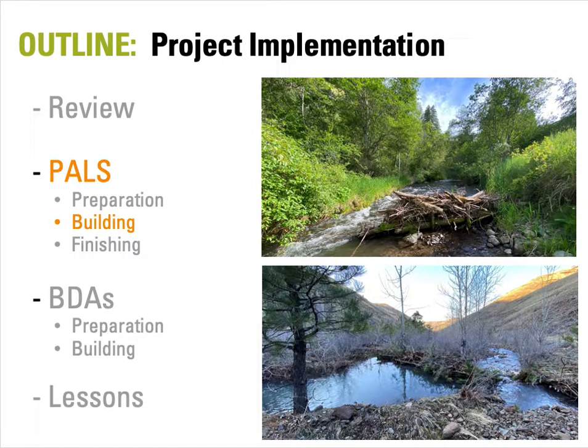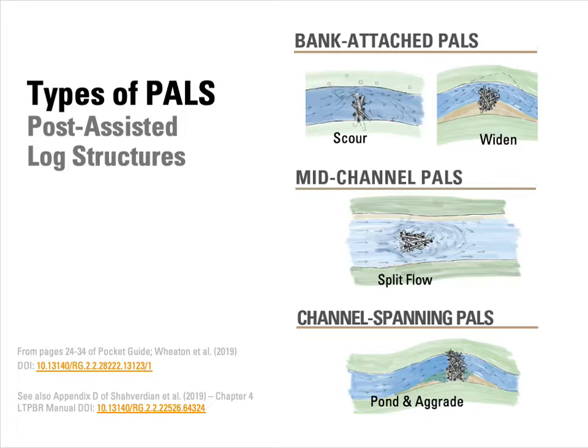All right, now moving into the building of structures. A reminder, I'm going to start with PALS, post-assisted log structures. They basically come in 3 shapes and sizes. Bank-attached PALS can either be used to scour pools or widen the channel. Mid-channel PALS are used to split flow generally, and channel spanning PALS are used to build upstream ponds and grade the channel, capturing sediment.